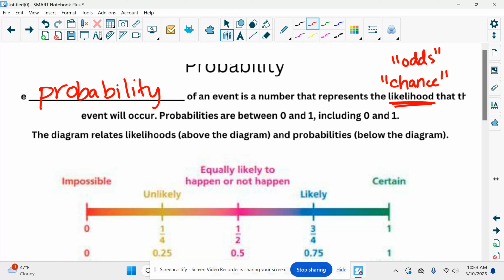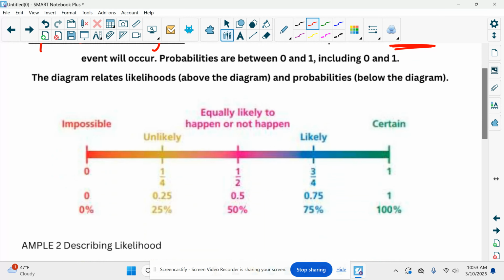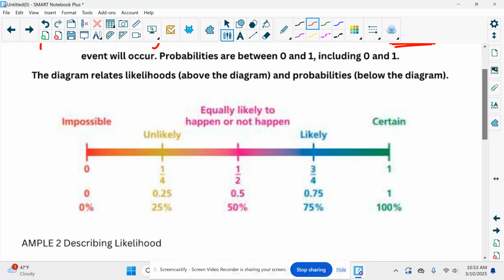Then we have this beautiful diagram down here that tells us the likelihood of something happening based off of the probability. If the probability is 0% chance of rain today, then it's impossible for it to rain. If it's 100% chance of rain, it's for certain to happen. If it's 50% chance of rain, it's equally likely to happen versus not happen.